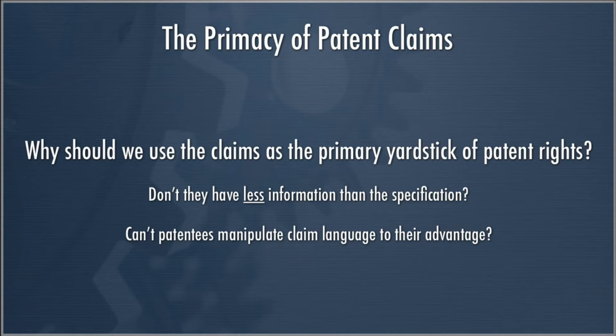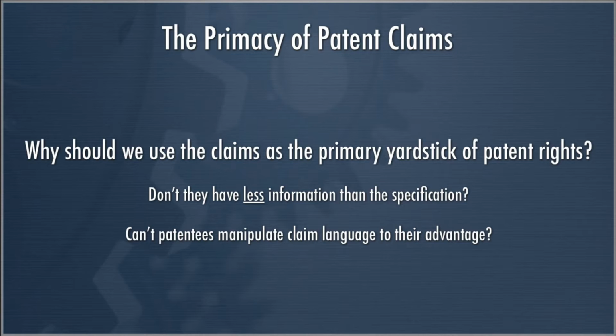The specification, the entire disclosure, offers a lot more information about the invention, about what it is that the patentee thinks he or she has invented, and what's come before, what are the limits on the invention. And so why not use a disclosure? Why not use the entire description of what the invention is as our yardstick for measurement, rather than these claims, which are subject to a variety, as we've already seen, of possible manipulation?